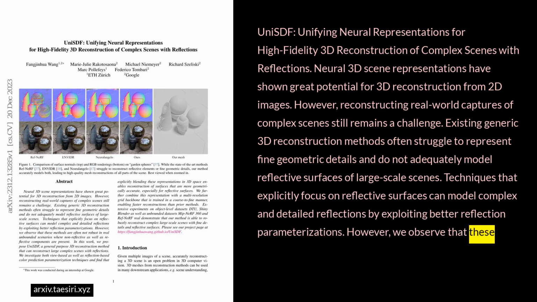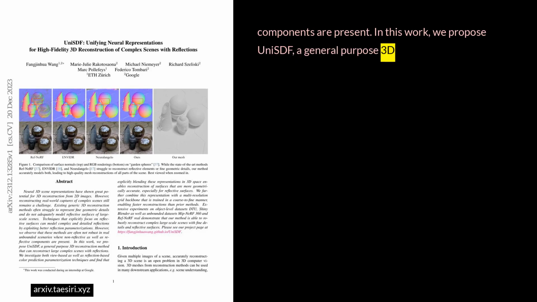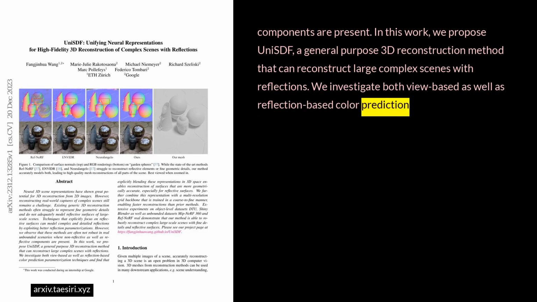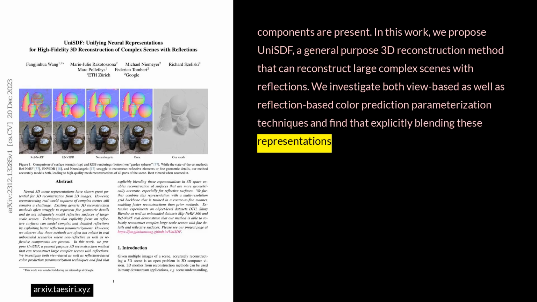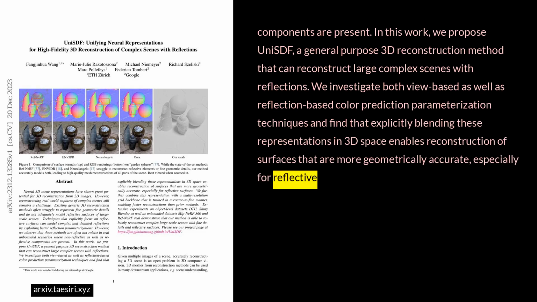However, we observe that these methods are often not robust in real unbounded scenarios where non-reflective as well as reflective components are present. In this work, we propose UniSDF, a general-purpose 3D reconstruction method that can reconstruct large complex scenes with reflections. We investigate both view-based as well as reflection-based color prediction parameterization techniques and find that explicitly blending these representations in 3D space enables reconstruction of surfaces that are more geometrically accurate, especially for reflective surfaces.